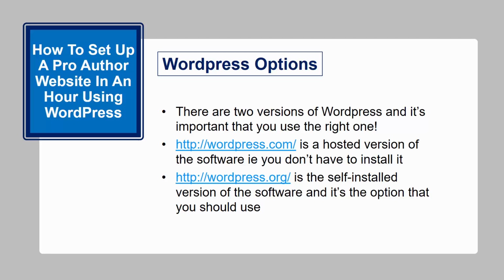Now, sure, you can get your own URL, your own domain name like paulteague.com, and redirect it to WordPress.com, but it is not the best way to build a WordPress site. It is very restricted and limited, and it will not give you the freedom that a self-installed WordPress site will. The self-installed version of WordPress is available at wordpress.org.